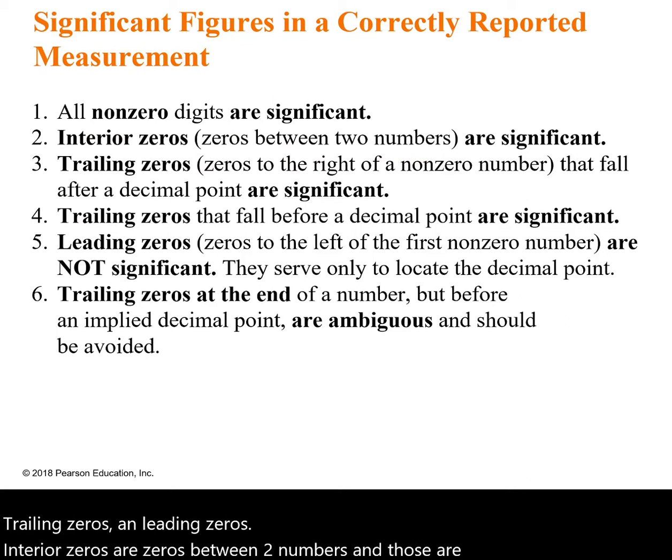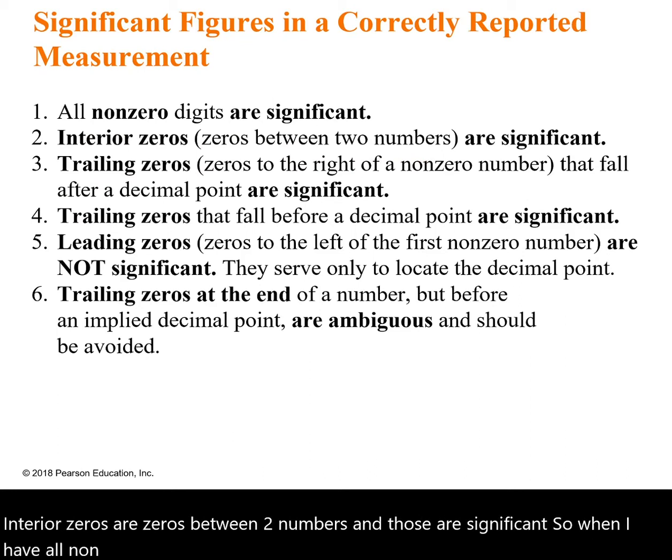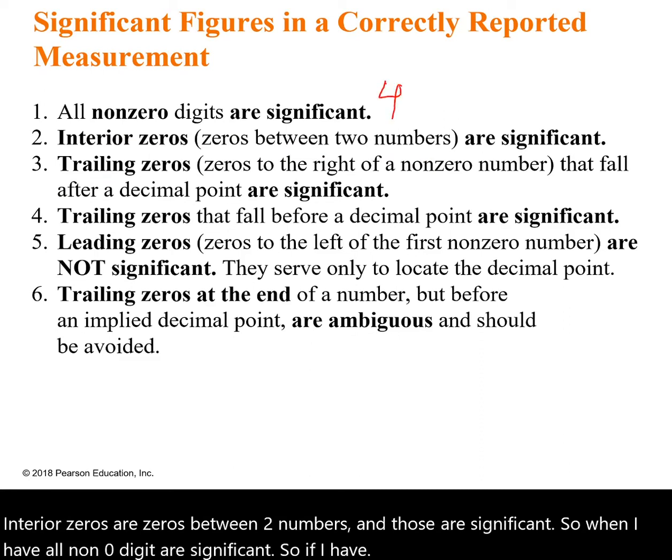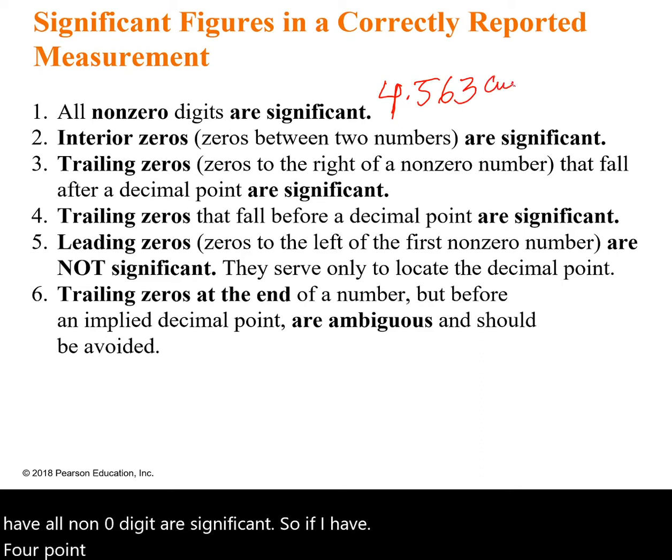Okay, so when all non-zero digits are significant, if I have 4.563 centimeters, that's 4 significant figures. All of them are non-zero digits. So I have 4 significant figures in this measurement.